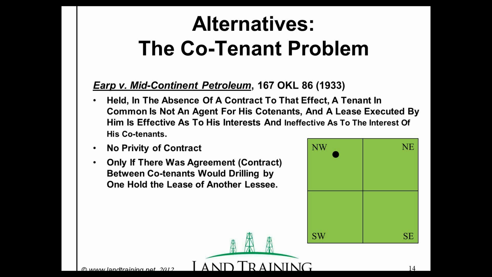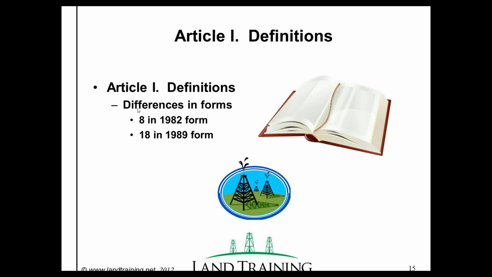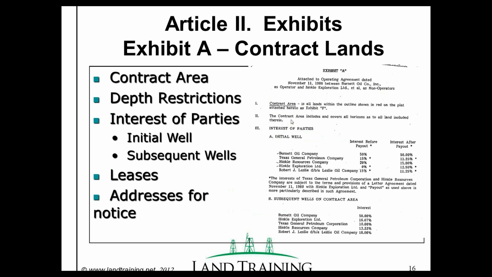So now we're going to look at the specific provisions of the joint operating agreement. And if you want to follow along with the agreement or with the slides, the first article is definitions. It will tell you what the different definitions are for drilling party, consenting party, non-consenting party, well, a reservoir. All these definitions are in Article 1.